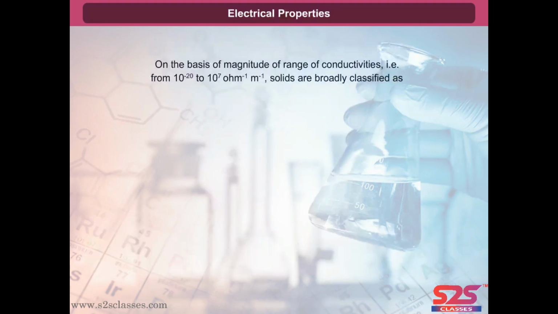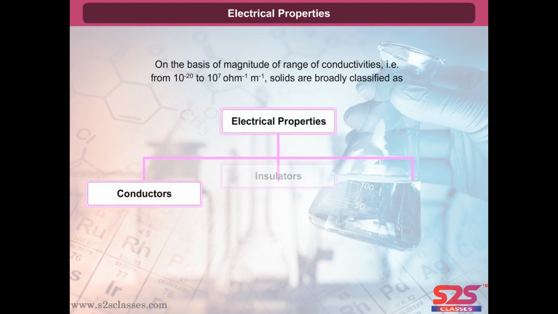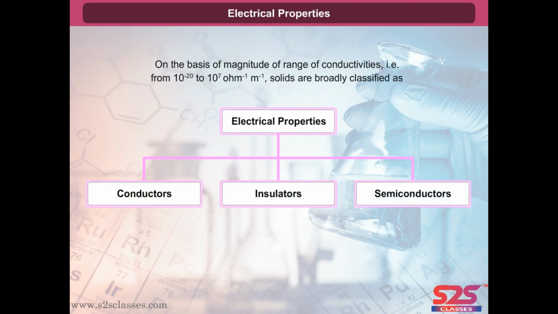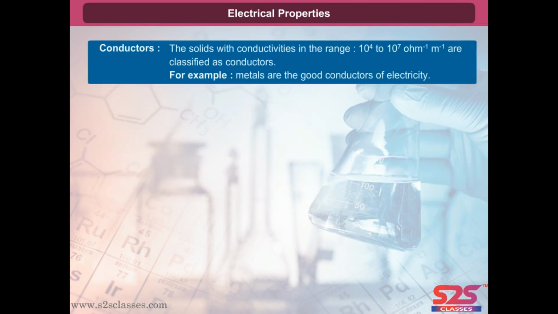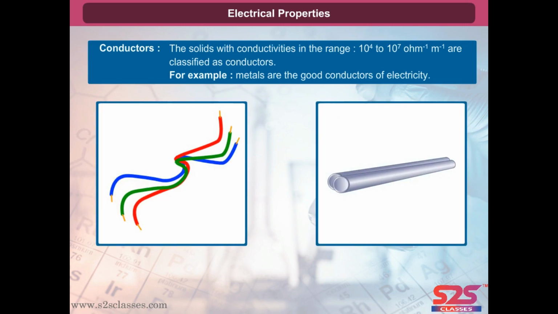On the basis of magnitude of range of conductivities, that is, from 10⁻²⁰ to 10⁷ ohm inverse meter inverse, solids are broadly classified as conductors, insulators, and semiconductors. Conductors. The solids with conductivities in the range 10⁴ to 10⁷ ohm inverse meter inverse are classified as conductors. For example, metals are good conductors of electricity.